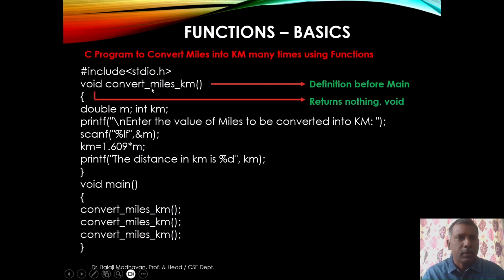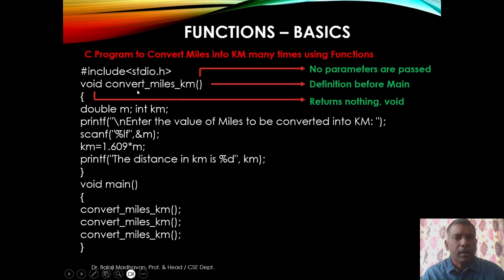In the definition, if you see, the return type is void because this function is returning nothing, right? Hence, the return type is void. And inside the parenthesis, there are no parameters, because in the main program we call convert miles kilometer with an open parenthesis and no parameter. I am not passing any parameter from the main function, so the parenthesis is empty, and the same here, no parameters are passed.